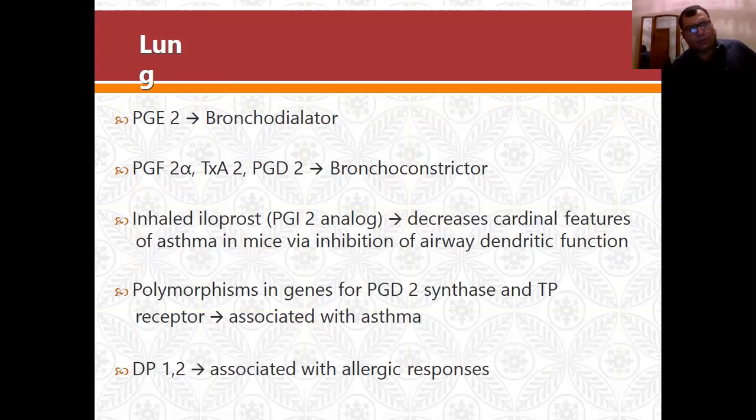Prostaglandin F2A, thromboxane A2, and prostaglandin D2 cause bronchoconstriction. Inhaled iloprost, a prostaglandin I2 analog, decreases the cardinal features of asthma in mice via inhibition of airway dendritic function. Polymorphism in the gene for prostaglandin D2 synthesis and the TP receptor is associated with asthma, and DP1/2 is associated with allergic responses.